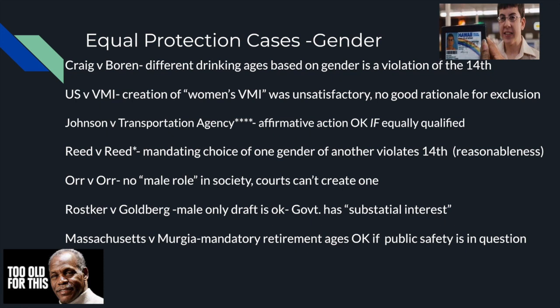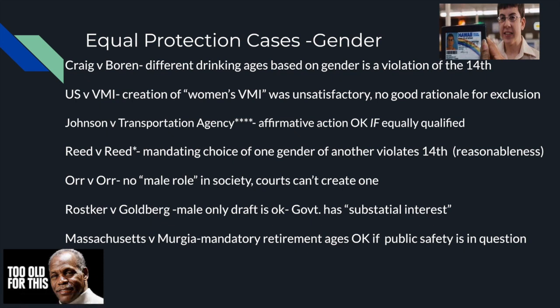Okay, Rostker versus Goldberg. This will sound familiar to you. This goes back to almost the very first thing we talked about way back with civil liberties. Is the draft gender discrimination? And the Supreme Court says no, because the government has a substantial interest in that men's bodies are more suited for war. Therefore, they can choose to exclude women from the draft. Simple as that. Substantial government interest. And the last one, and the reason Danny Glover is here, is Massachusetts versus Murgia.